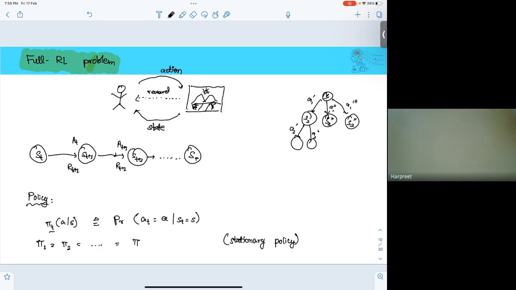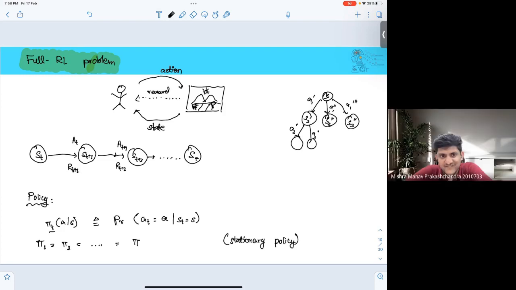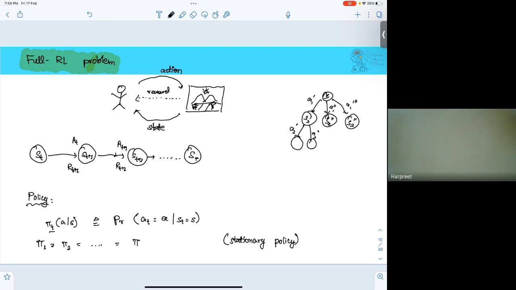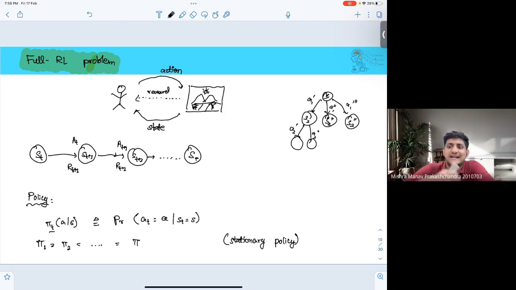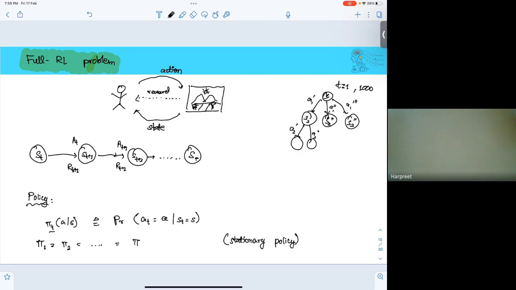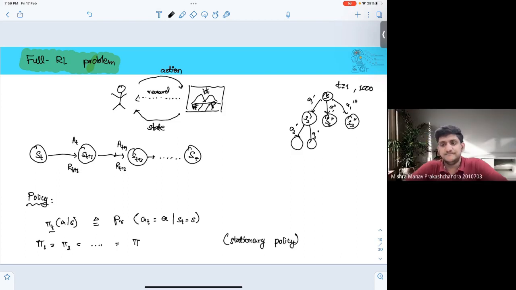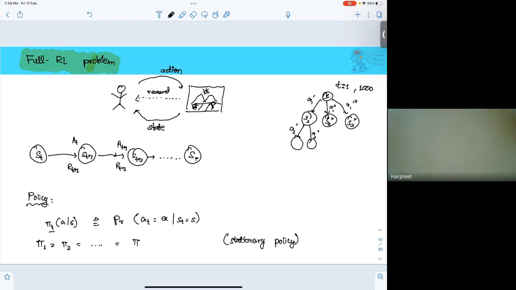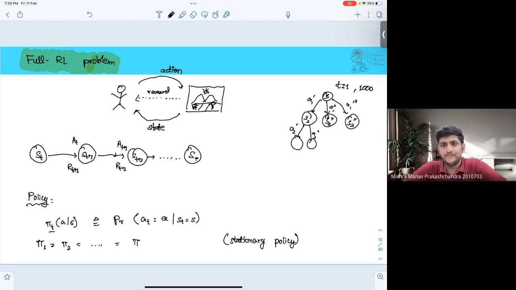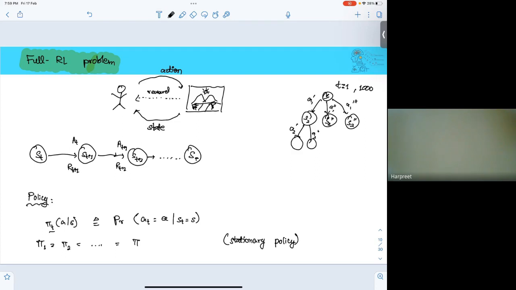Now, when you say pi one is equal to pi two is equal to pi, what are you suggesting? That all of them will have the same actions and the same number of actions? No. I am saying that if at time t equal to one I am at state S1, the probability of me selecting action A1 prime, A1 double prime, and A1 triple prime remains the same even if I come back to it at, let's say, time equal to 1000. Oh, it means that if I come back to S1 subsequently, the probability distribution of my selecting A1 dash, A1 double dash, or A1 triple dash remains constant.